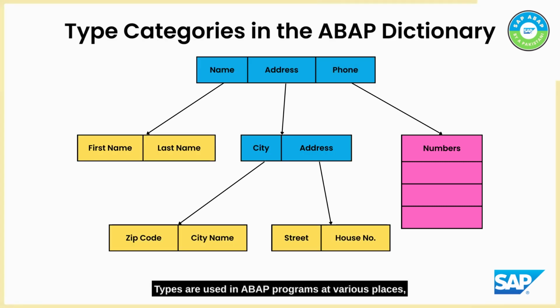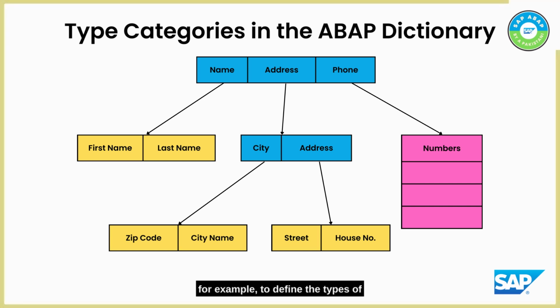Types are used in ABAP programs at various places, for example to define the types of interface parameters of function modules.